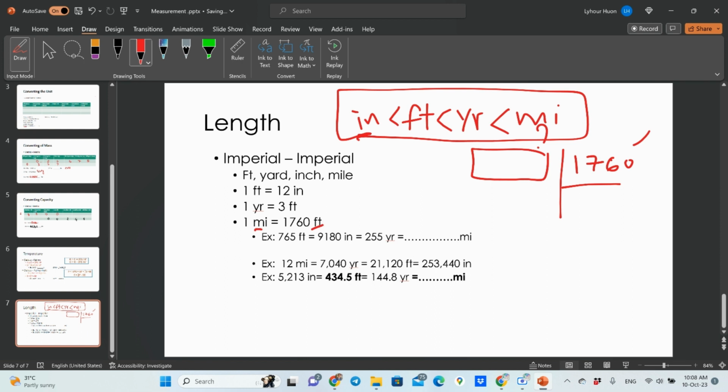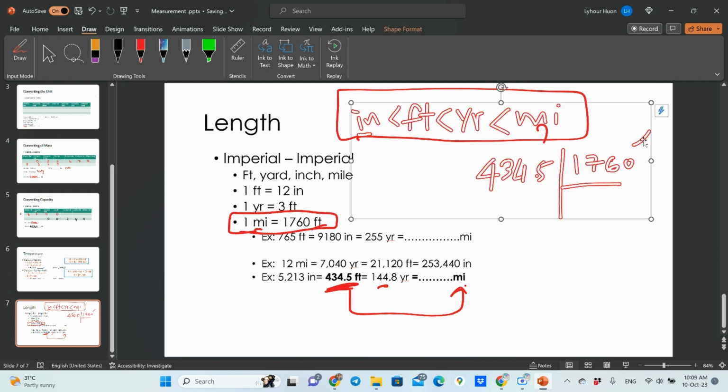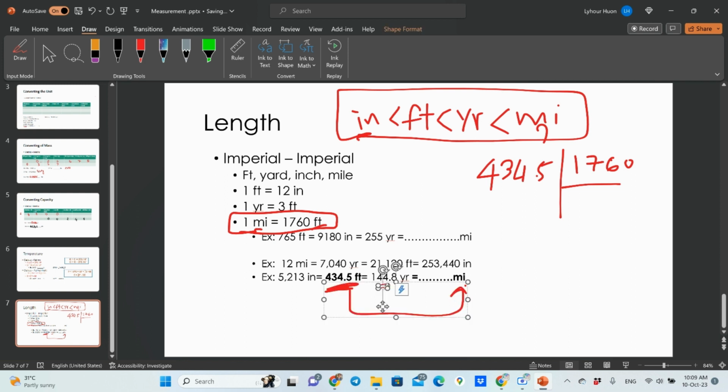We convert mile and feet, right? So this number, correct? I heard you say number 8 or something like that, so I thought you go from here to here, but no, the unit to convert is from miles to feet, correct? From mile to feet. So this should be 434.5. Yes. Divide by 1760. So this should be 434.5 divided by 1760.